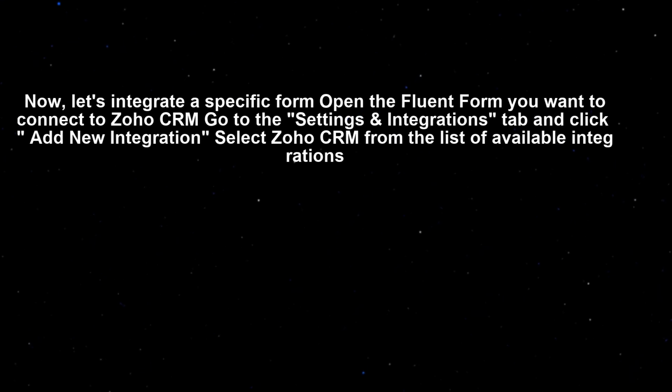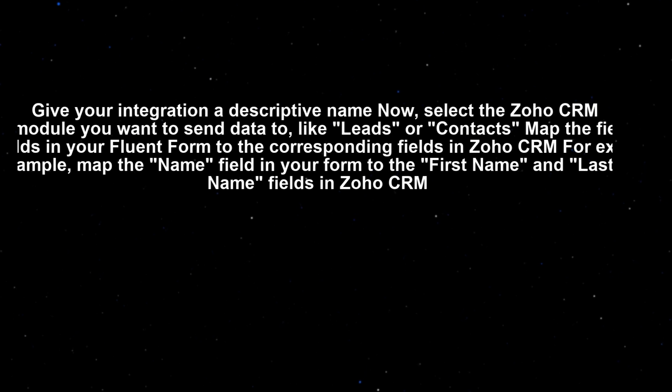Open the Fluent Form you want to connect to Zoho CRM. Go to the Settings and Integrations tab and click Add New Integration. Select Zoho CRM from the list of available integrations. Give your integration a descriptive name. Now, select the Zoho CRM module you want to send data to, like leads or contacts.